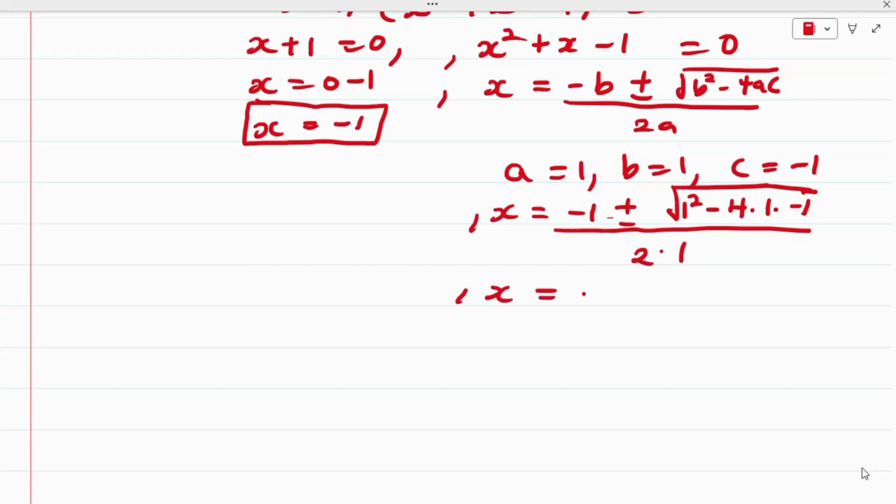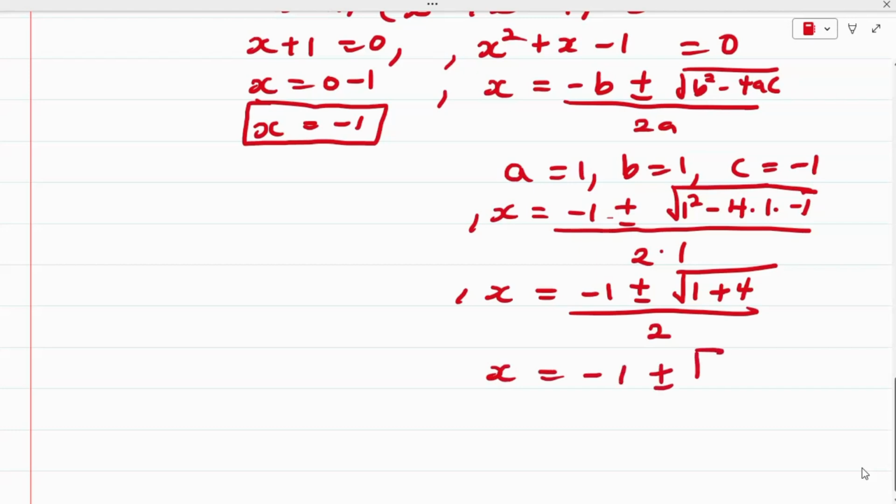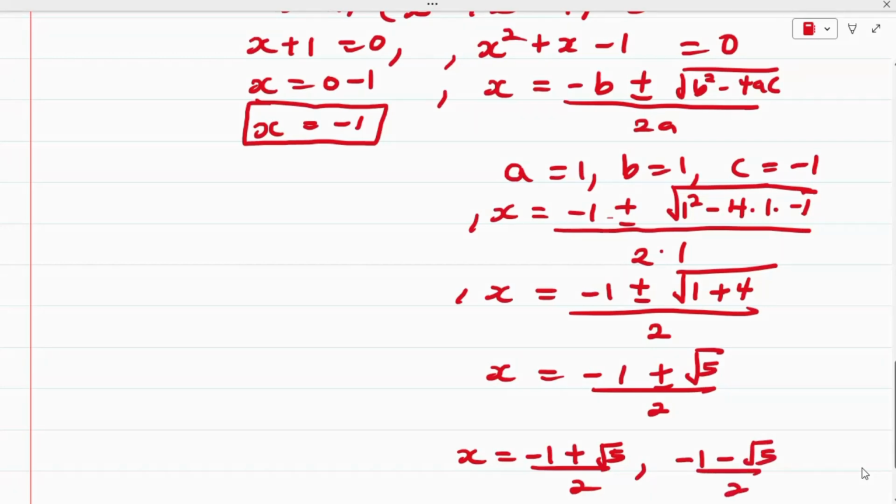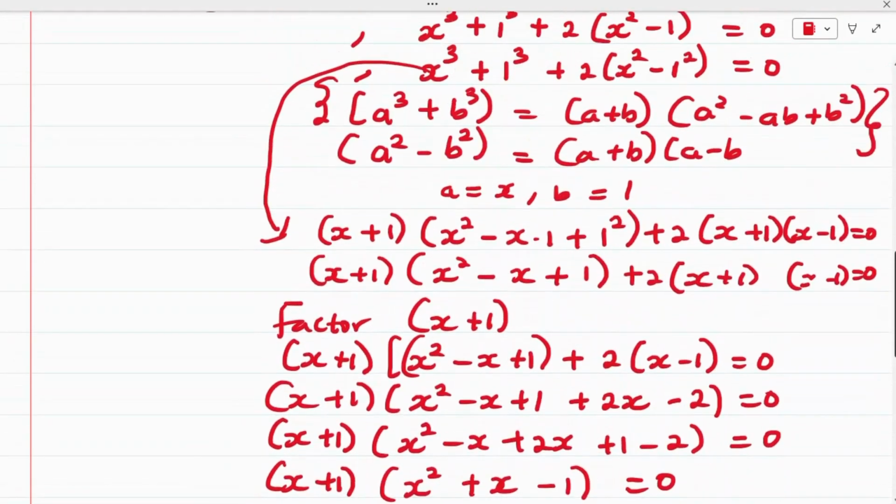So x is equal to minus 1 plus or minus the square root of 1 squared is 1, minus 4 multiply 1 multiply negative 1 will give us plus 4, divided by 2 multiply 1 is 2. So x is equal to minus 1 plus or minus the square root of 1 plus 4 is 5, divided by 2. So x is equal to minus 1 plus the root of 5 divided by 2, and x is equal to minus 1 minus the root of 5 divided by 2, and we have the third and fourth values of x right here. So we have been able to find all the values of x.